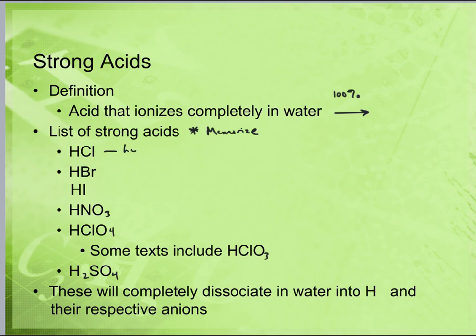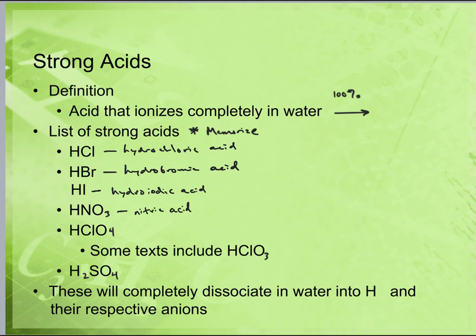HCl, right, we're just going to go through and name these. Hydrochloric acid, HBr, hydrobromic, right, these are binary acids, so this is hydrobromic. HI, it's kind of the weird sounding one, hydroiodic acid. HNO3, so now we're talking oxy acids, it's nitrate ions, so this is nitric acid. HClO4 comes from a perchlorate ion, so this is perchloric acid.